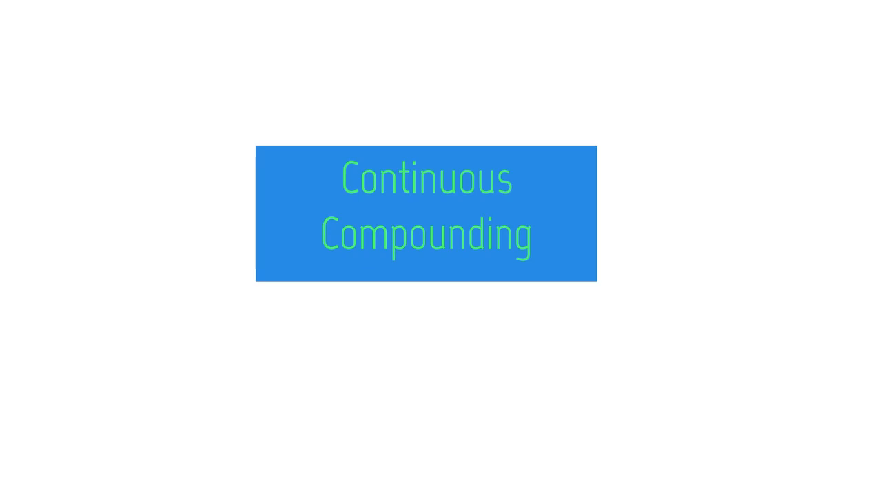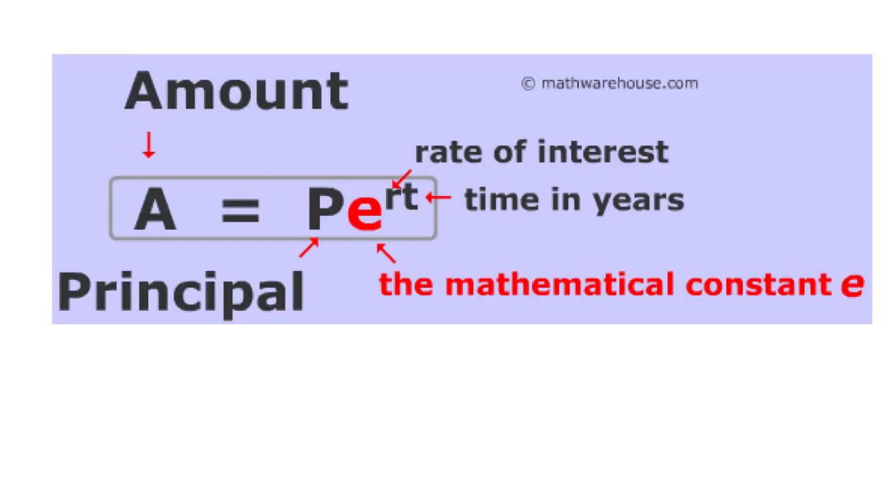Right, we're going to be talking about continuous compounding. This is when we're dealing with the natural base, the e value. First thing we're going to take a look at is the formula we'll be using. Sometimes you've heard me refer to it as the PERT formula: principal times the natural base to the rate times time power.